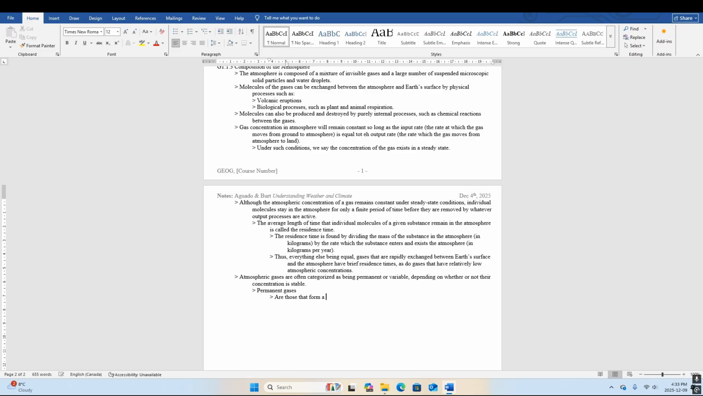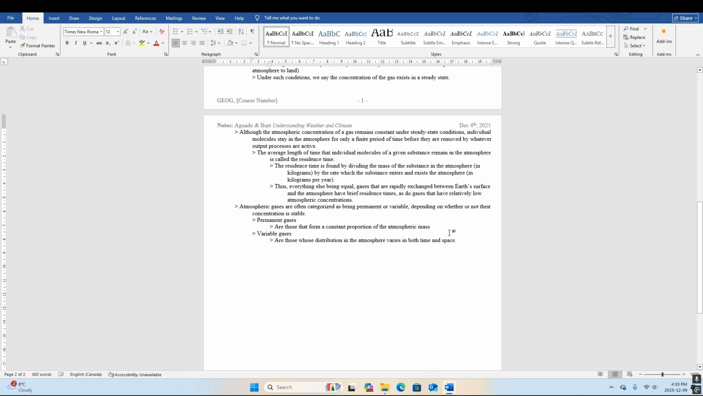Permanent gases are those that form a constant proportion of the atmospheric mass. And then variable gases are those whose distribution in the atmosphere varies in both time and space. Okay. And permanent gases account for the greater part of the atmospheric mass. Okay. So we can put, and also note, we don't have to exactly go in order here, but it makes sense to put this under the permanent gases section.